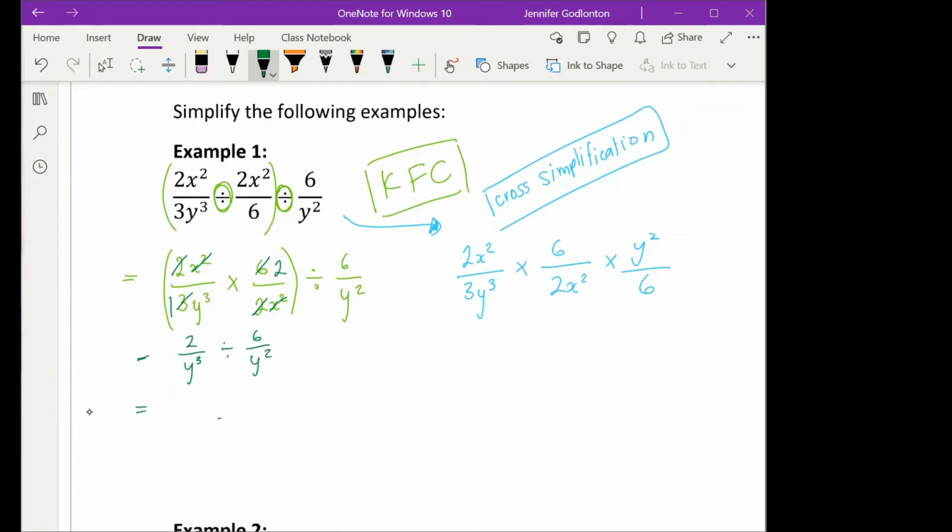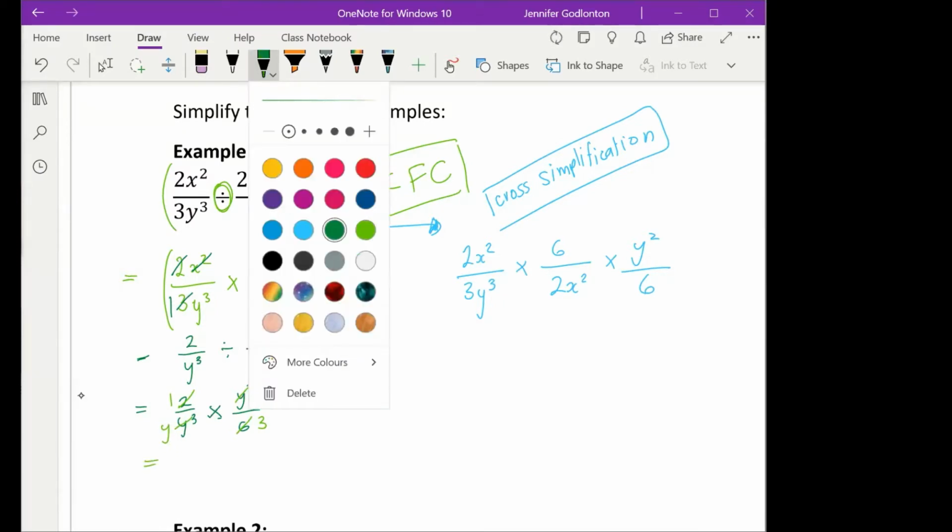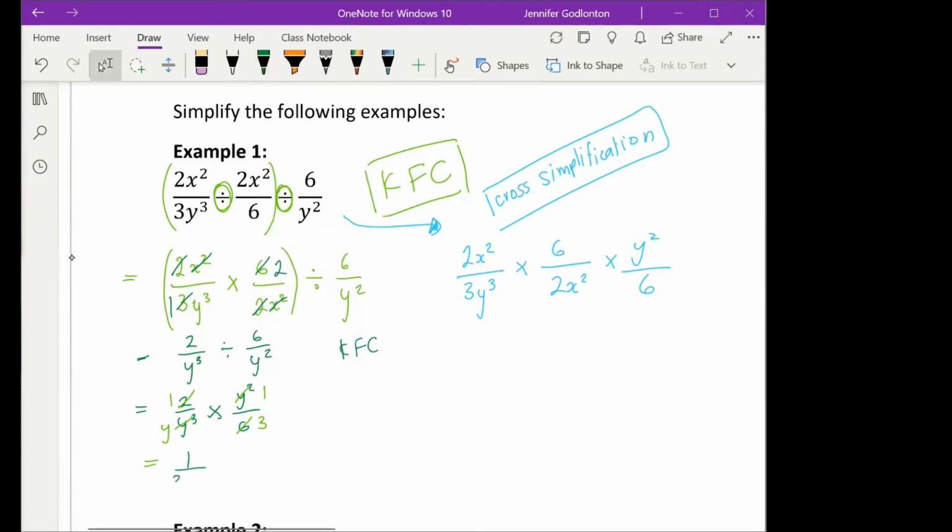So now I'm going to do my KFC again. I'm going to keep my first fraction, I'm going to flip my second fraction, and I'm going to change my sign. And then I'm going to do cross simplification. So 2 goes into itself once, 2 goes into 6 3 times. Y squared, I would be left with nothing up there, and I would have 1y down here at the bottom. And so for my final answer, I'm going to have 1 over 3y.